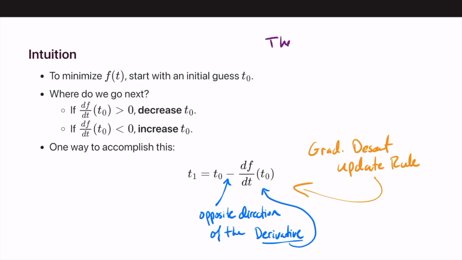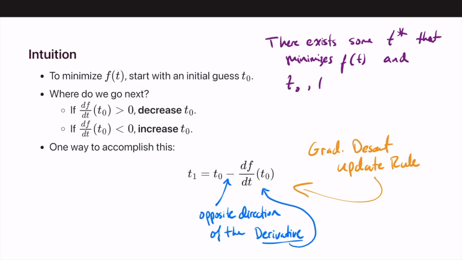So there exists some t star, right? And that t star minimizes our function. And t naught, t sub 1, t sub 2, all the way until t sub n are guesses for t star.